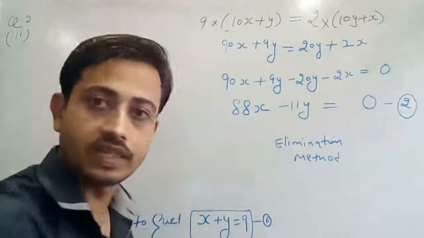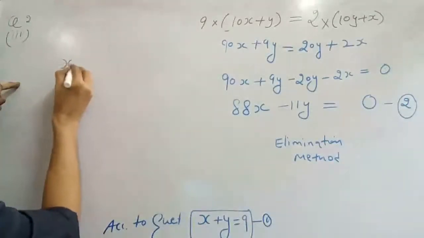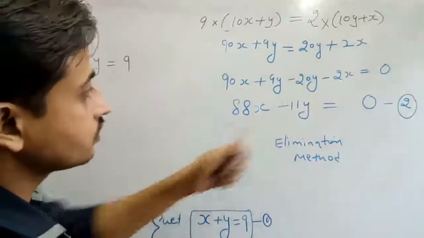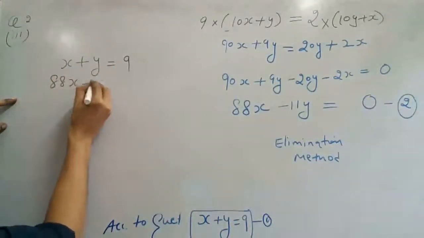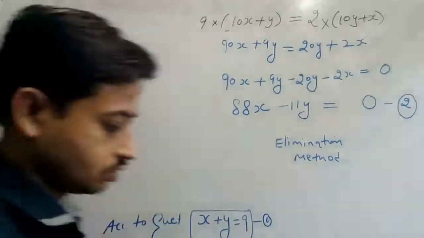How do we do this? Please write in the proper format. First equation is what? x plus y is 9. And the second equation is what? 88x minus 11y is equal to 0.